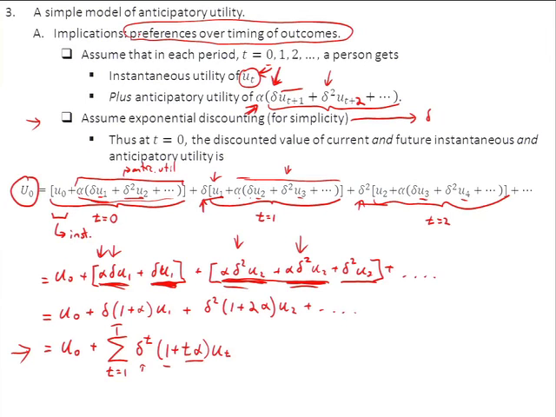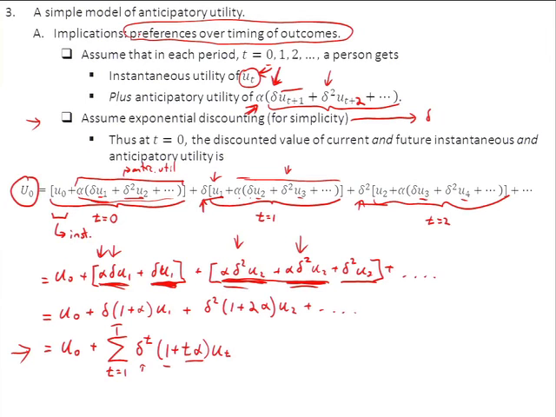x naught plus delta, for example, in the standard model, times u of x1 plus delta squared u of x2. So this u here is the instantaneous utility function that I'm focusing most of my attention on. This big U is, here it is, it's today. You're trying to decide which plan you want to choose. And that big U is your utility function over the whole plan, all future periods.